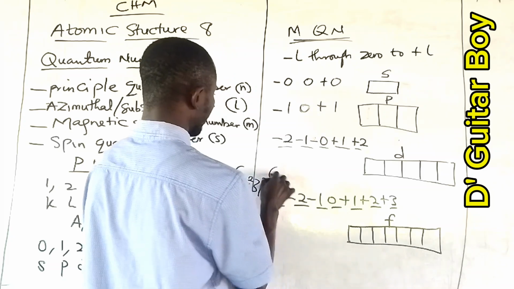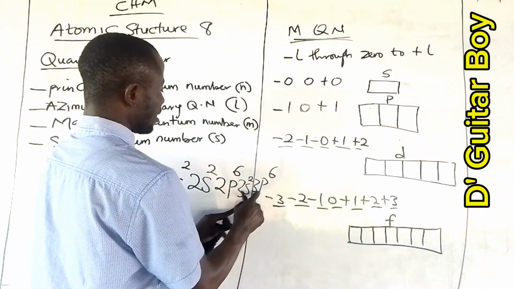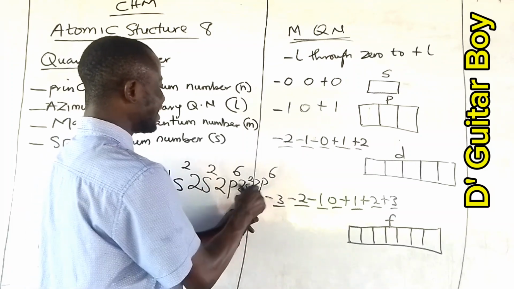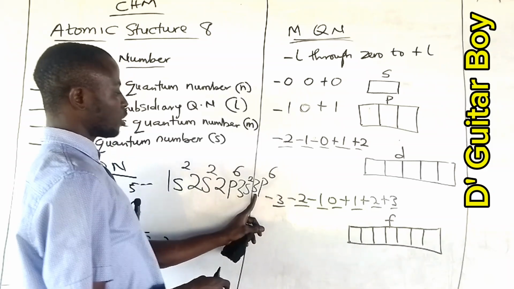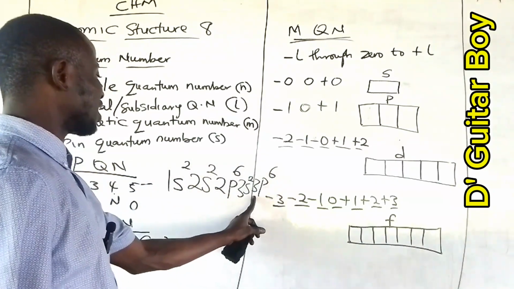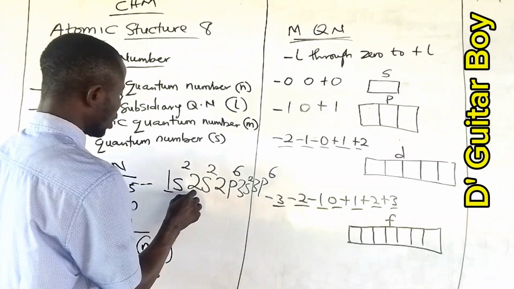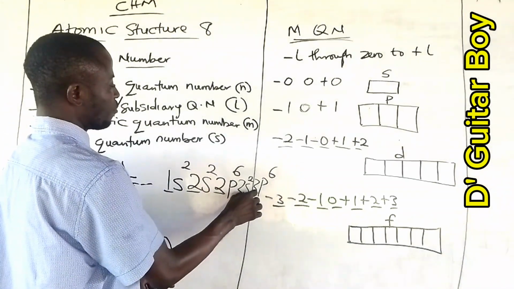3p can also carry a maximum number of 6 electrons, because this is a p orbital. It can carry a maximum of 6 electrons. That is the p orbital inside the third energy level, or the third principal quantum number. All these numbers represent the first energy level, second energy level, second energy level, third energy level, third energy level.